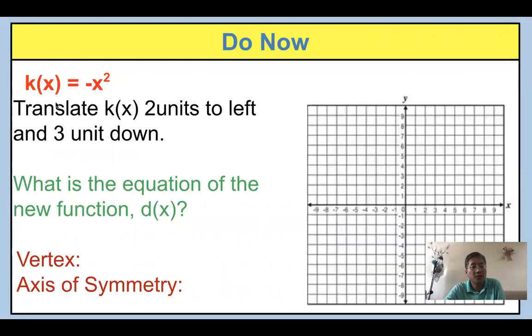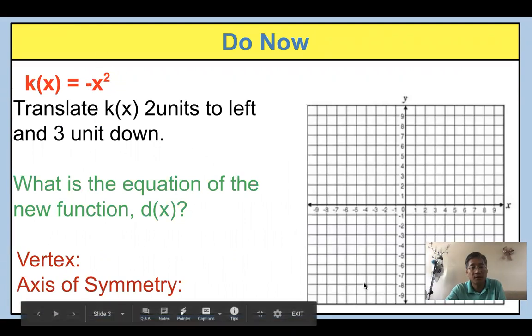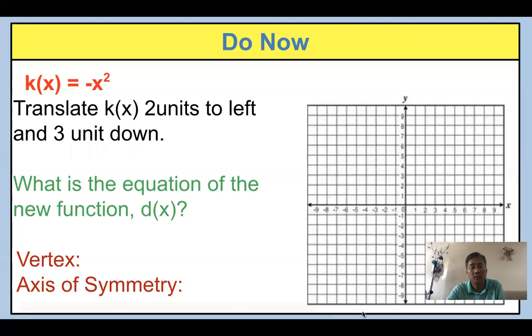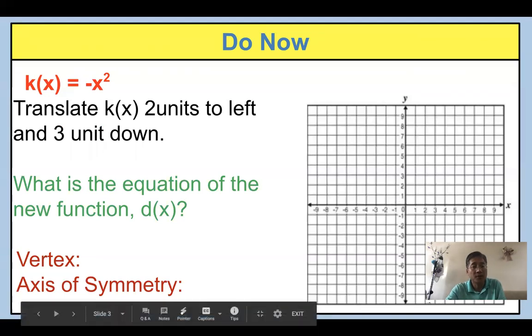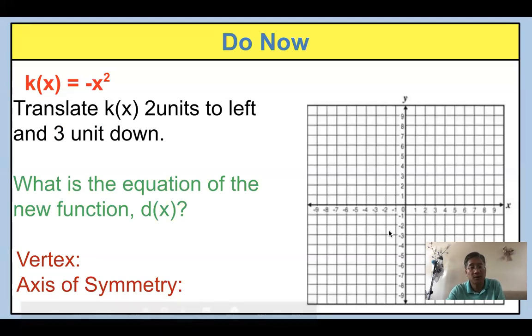You have a function k of x equal to negative x squared. Now you know how to draw the graph for negative x squared like this. This graph, if you translate 2 units to the left and 3 units down, you remember you are going to translate with the vertex, then you can find the new function. So what is the equation of the new function d of x? Can you find it? 2 minutes will be good enough, right? Find the new function and then try to draw the graph.